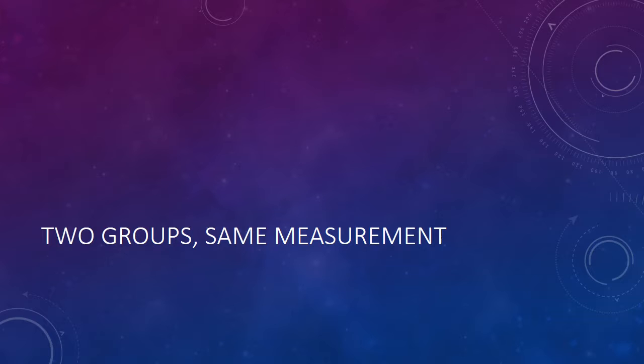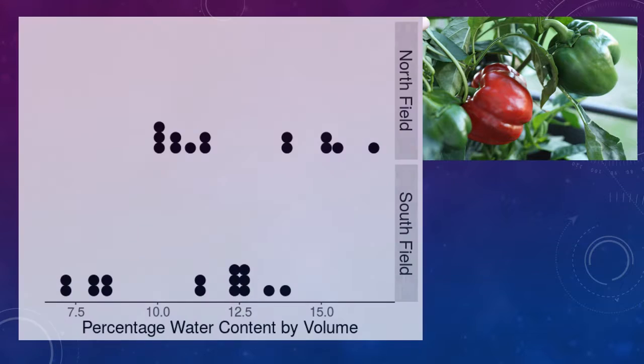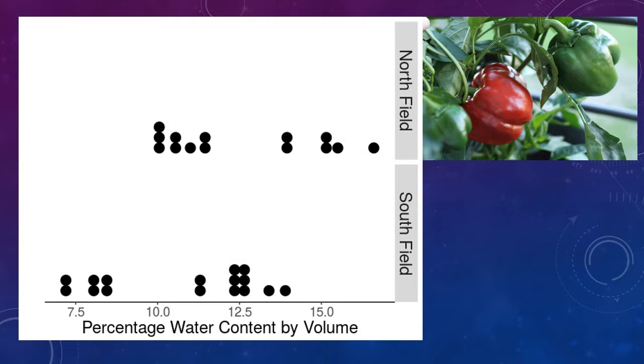Some plant diseases spread quickly when the soil is particularly wet. Researchers were interested in conducting an experiment on bell peppers using two fields, but they wanted to know whether the soil in the two fields had comparable moisture content. The researchers took 14 moisture readings from the north field and 16 readings from the south field and calculated the percentage water content by volume for each.